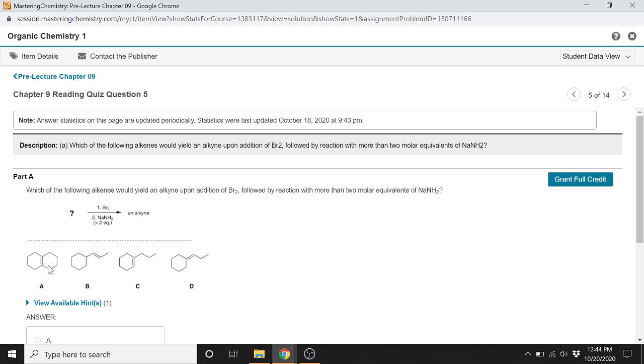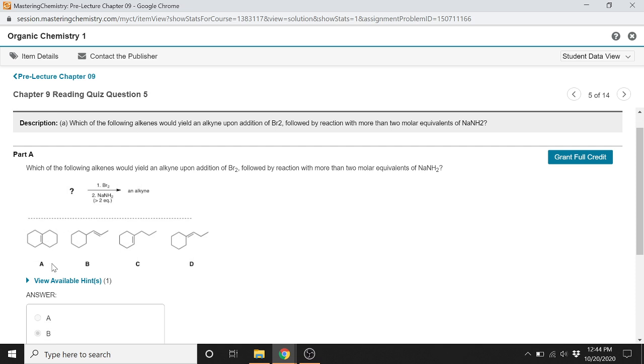So we look at here, and the first thing I want to point out is how many bonds does this carbon have going to it? Well, it has 1, 2, 3, 4, doesn't it? Can it even add another pi bond? No, it can't add another pi bond, can it? And so automatically that tells us that's not possible, right?